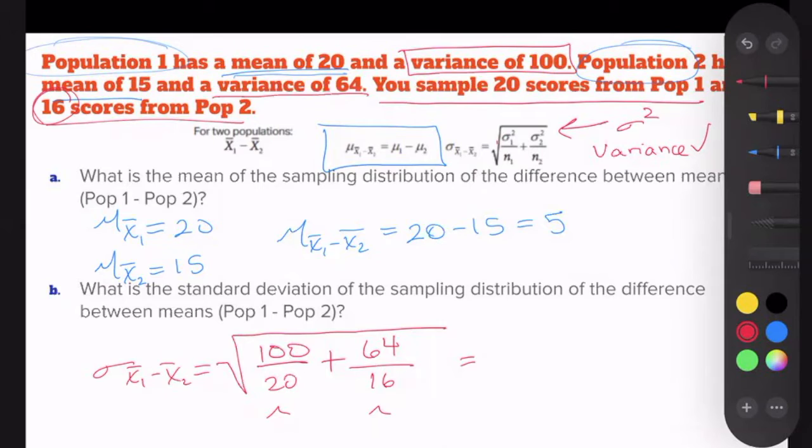And so I'm looking at 64/16, which is 4, and 100/20, which is 5. And so that's the square root of 9, meaning my standard deviation for the difference is 3. Okay, so if that makes sense.